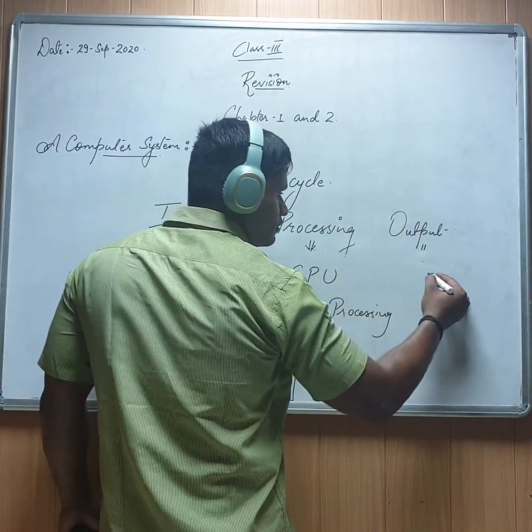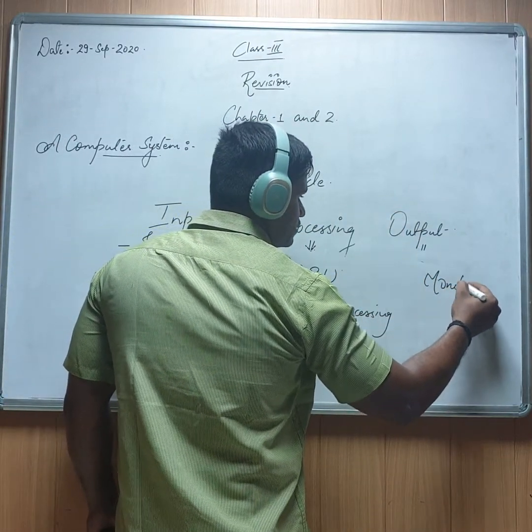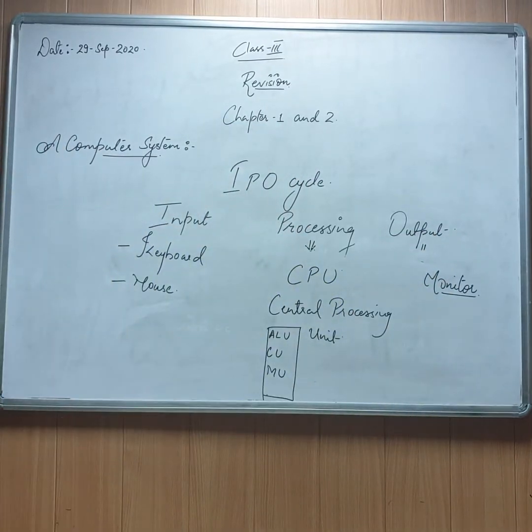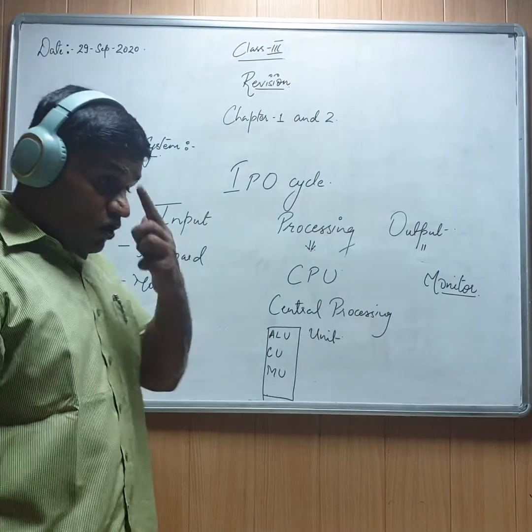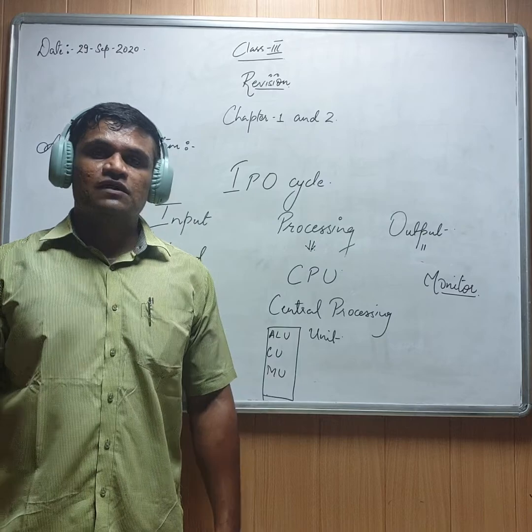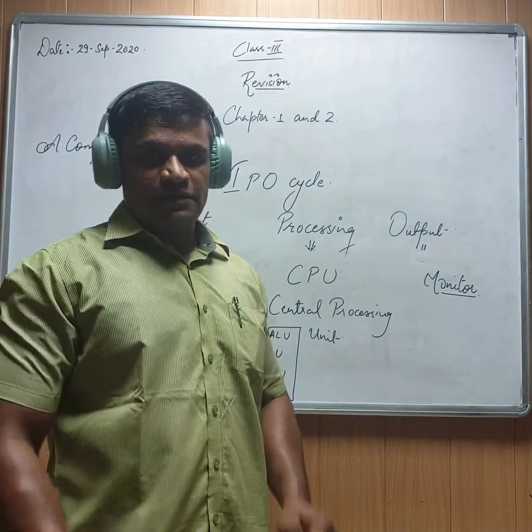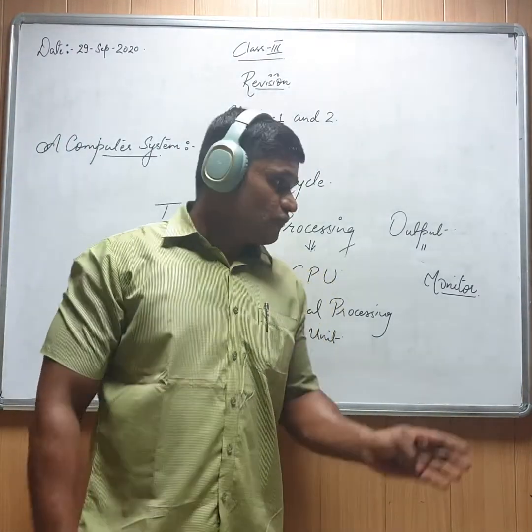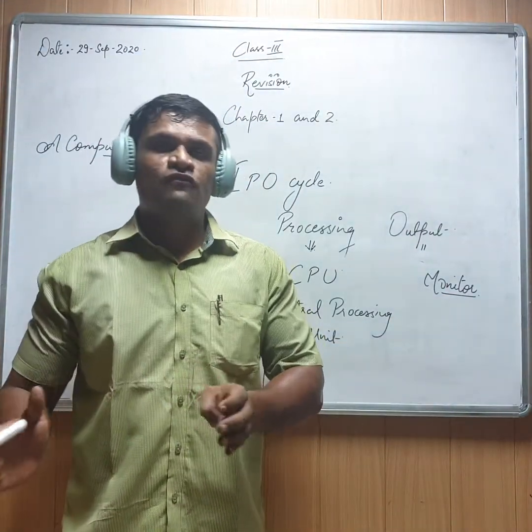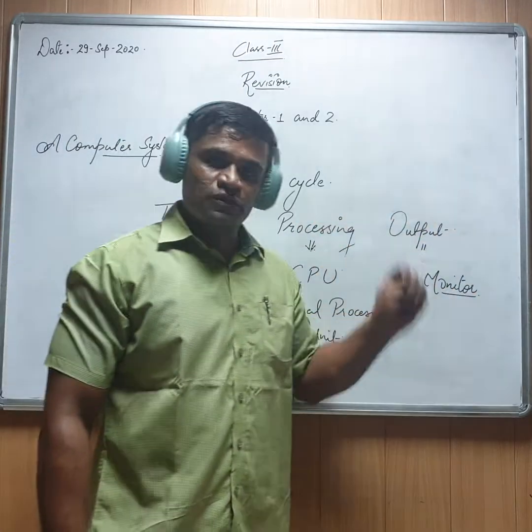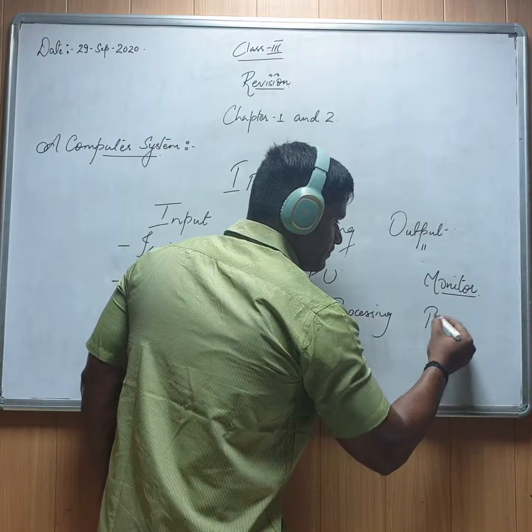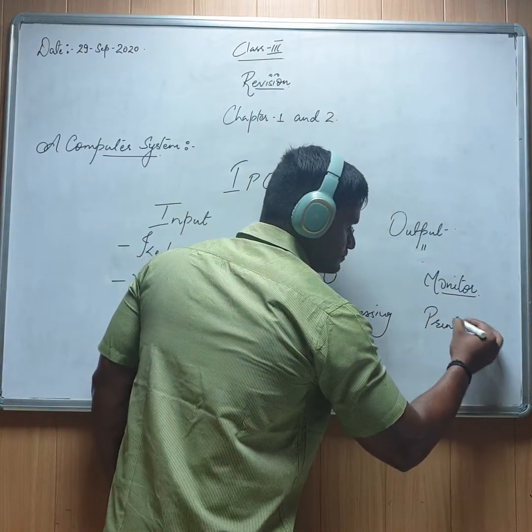Then for output, the most widely used example is your monitor, that is the screen, LED screen or LCD screen, or your cathode ray tube. So the monitor serves as the best example of output, that is on the monitor or the screen, the result of the processing is displayed. And we have another one also. One is your printer.